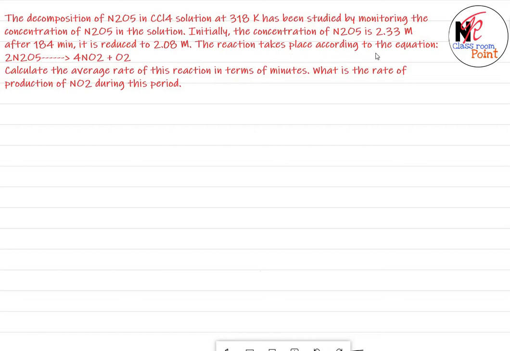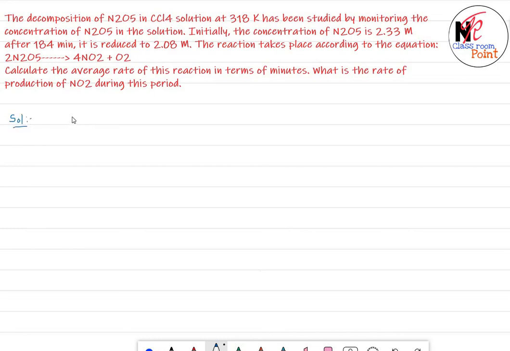The reaction takes place according to the equation: 2N2O5 gives 4NO2 plus O2. Calculate the average rate of this reaction in terms of minutes. What is the rate of the production of NO2 during this period? Let us discuss the solution of this question.